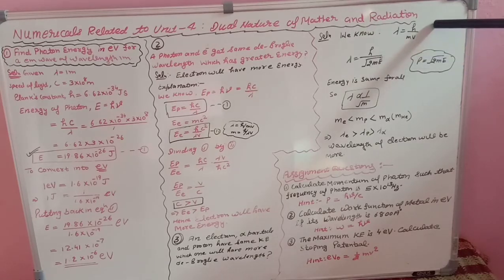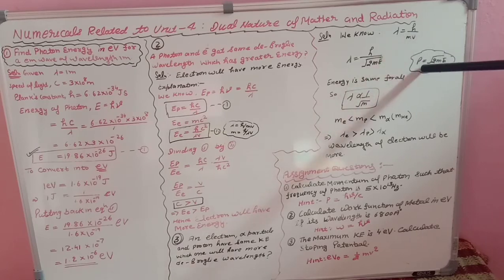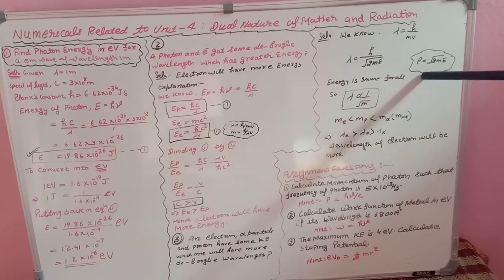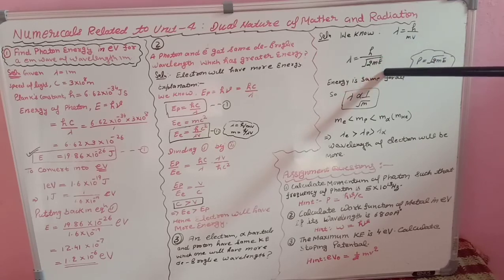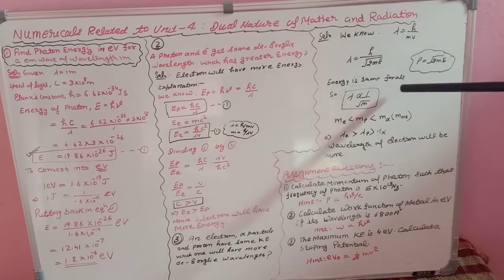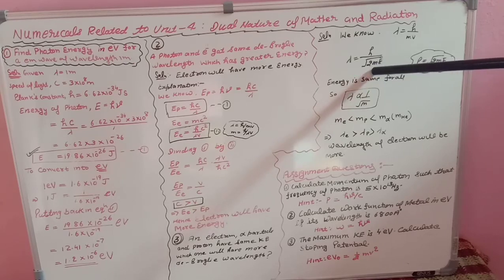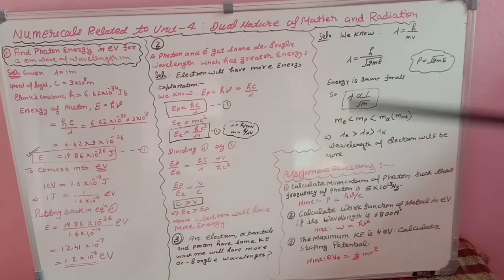We know that de Broglie wavelength lambda is equal to h upon mv. mv is here momentum, and in your +1 class you have also studied the relation between momentum and kinetic energy. Momentum is equal to under root 2mE. So instead of mv I have written under root 2mE. Students, energy is the same, so this term is the same, and h is constant, so only m remains. That means lambda is inversely proportional to mass. Inversely proportional means if mass is more, wavelength will be less. If mass is less, wavelength will be more.